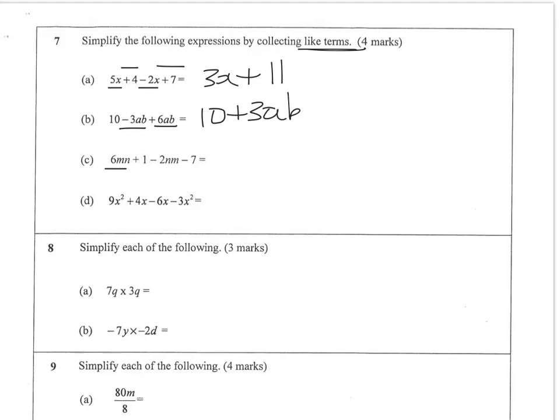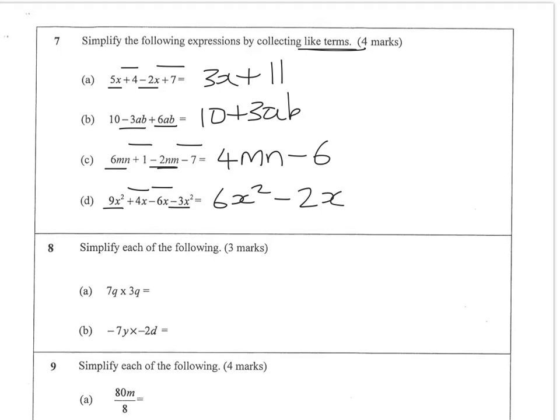6mn is the same as nm, so we've got minus 2, so 4mn. And we have 1 minus 7, which gives us negative 6. 9x squared can only go with x squared, so take away 3 gives us 6x squared. 4x, take away 6x, gives us minus 2x.